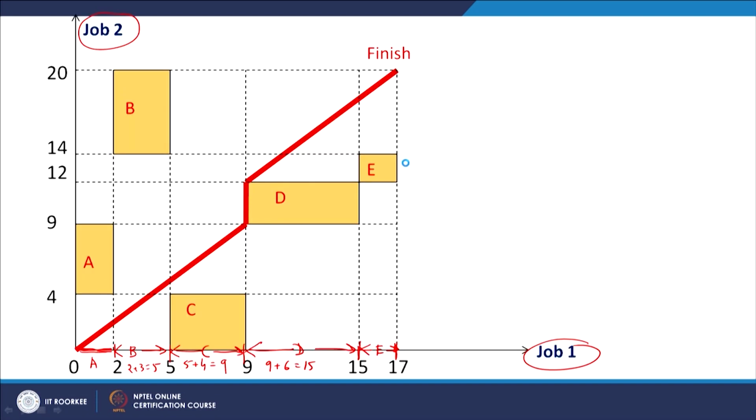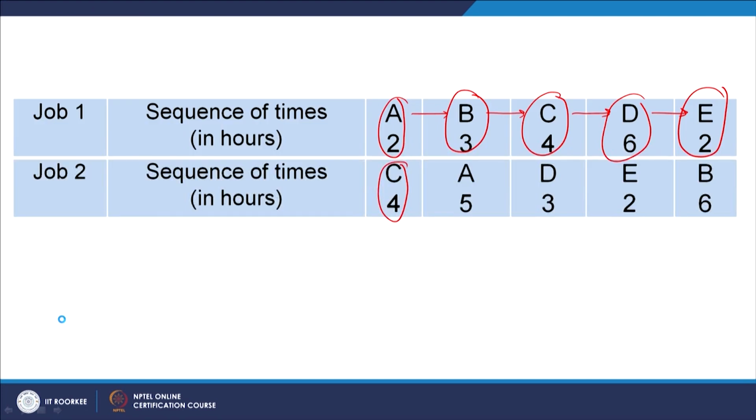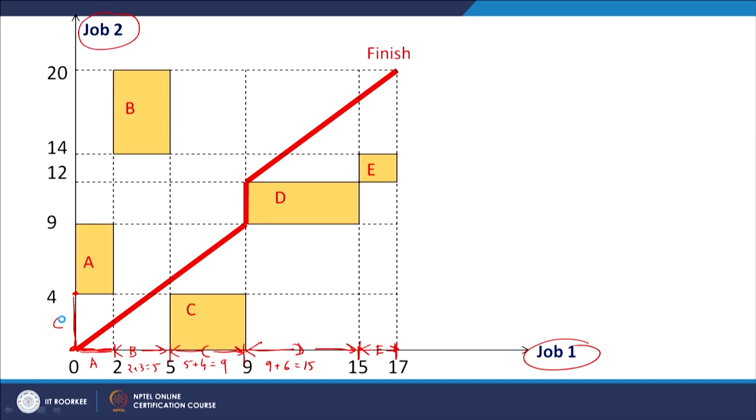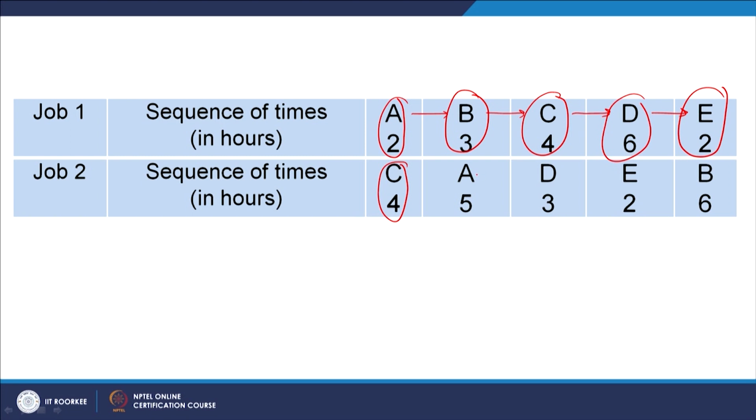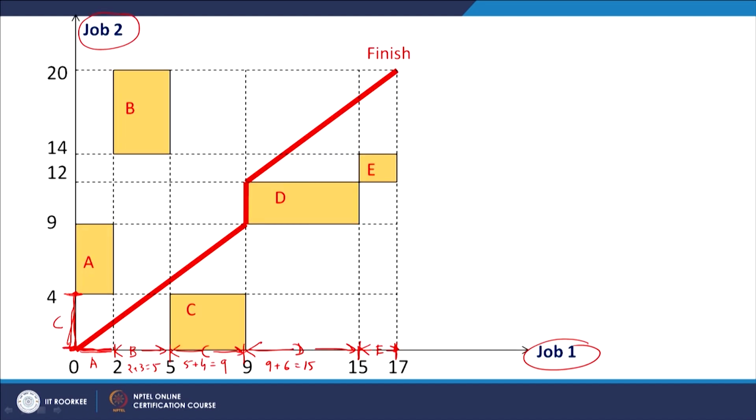So, therefore, what we need to do? First of all, from 0 we need 4 hours for doing the C job. Look at the table. First we have to do C and C requires 4 hours. Therefore, this demarcation is shown here, that is C. Next comes the A and A requires 5 hours. So, therefore, from 4 to 4 plus 5 is 9. So, this is our A.